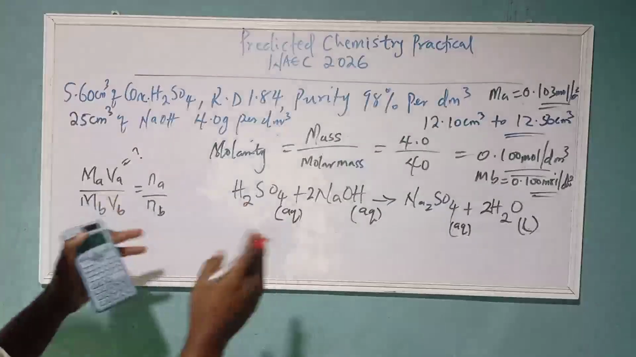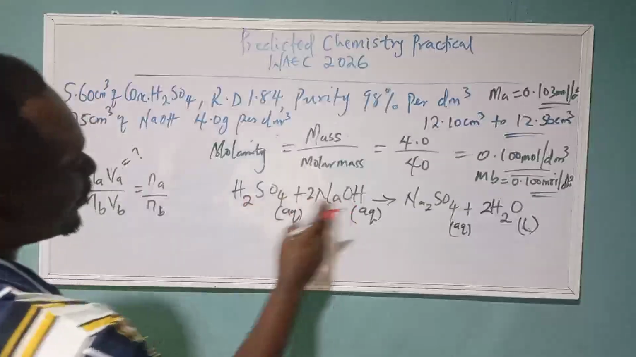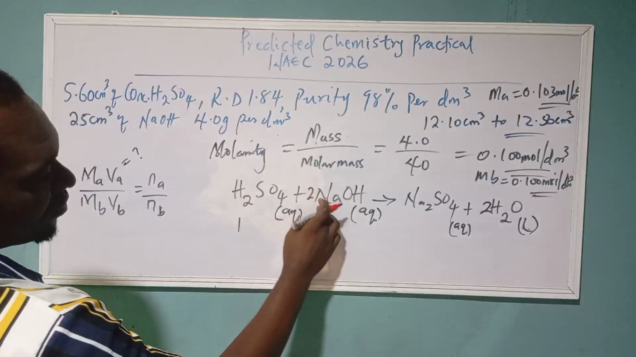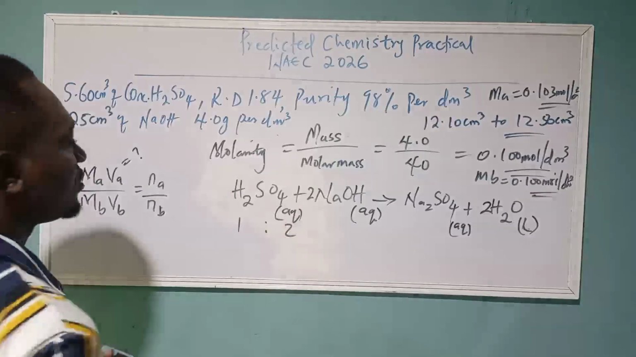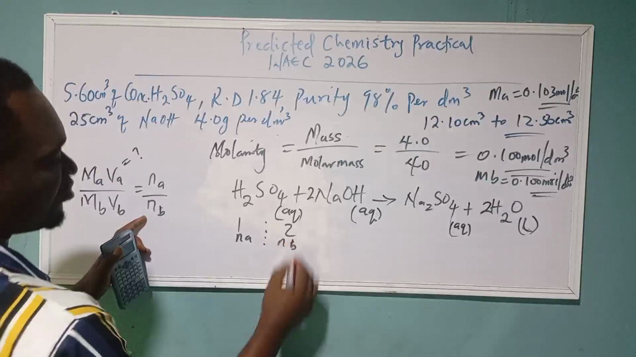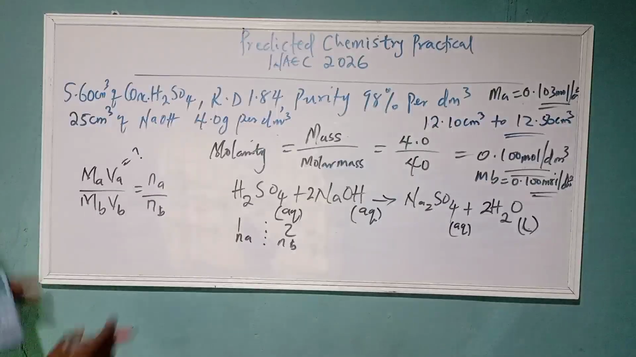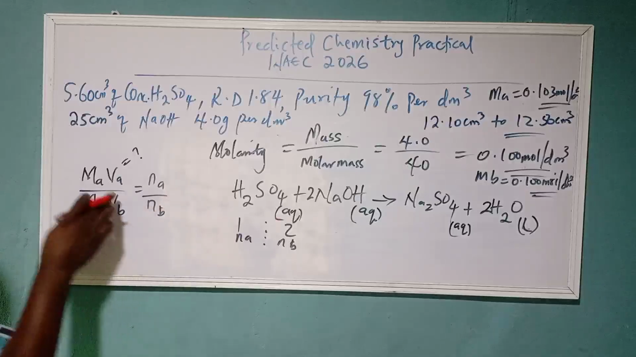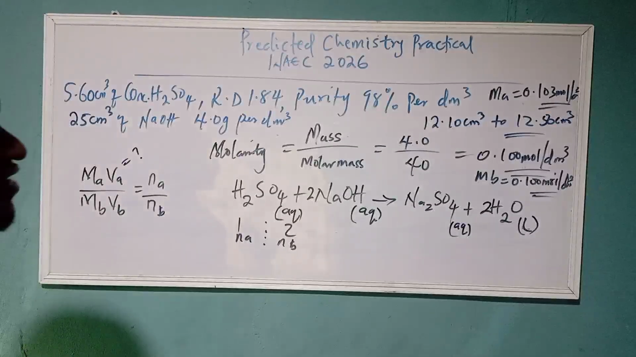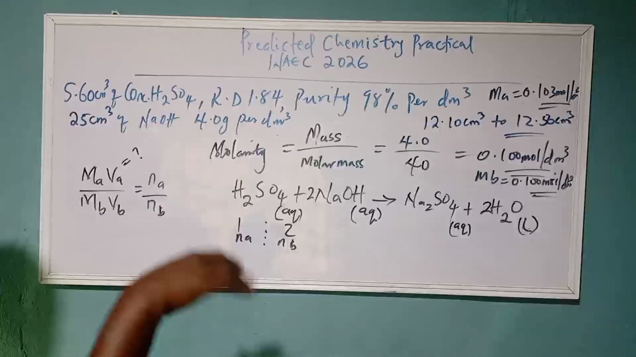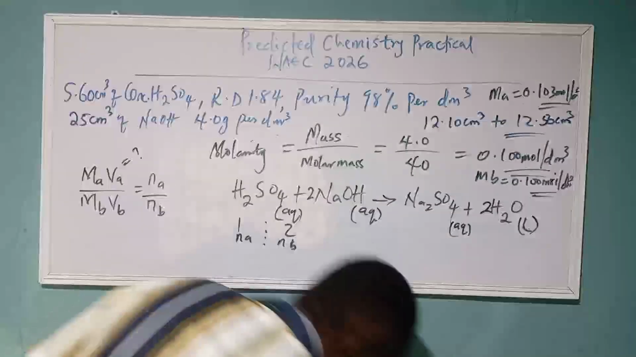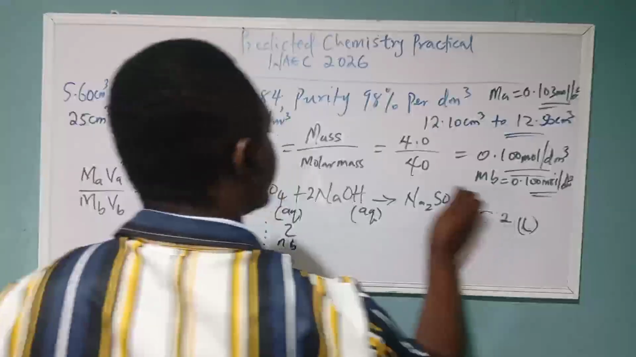Now, from the balanced equation, if you look at the mole ratio, you see that tetraoxosulfate(VI) acid here is 1, while sodium hydroxide here is 2. So this is NA and this is NB. If we put them into this formula now, we'll be able to find VA, right? Because all other things are given. I would like to wipe off this so that I can have space to work this out.